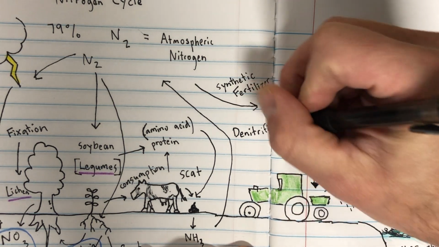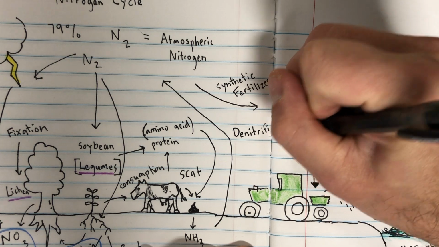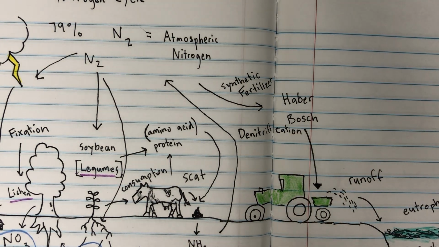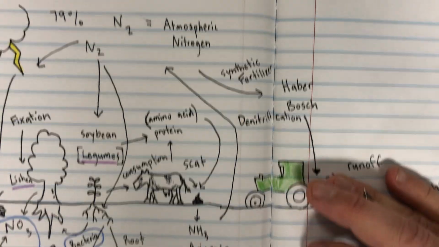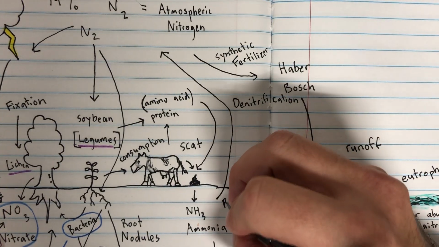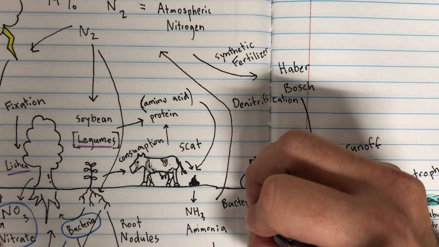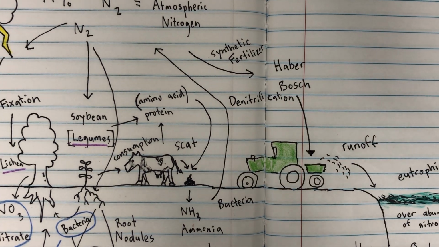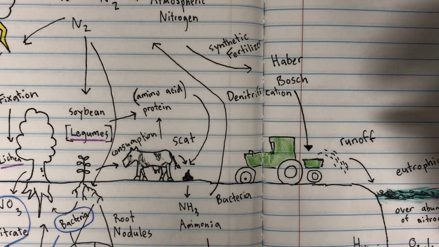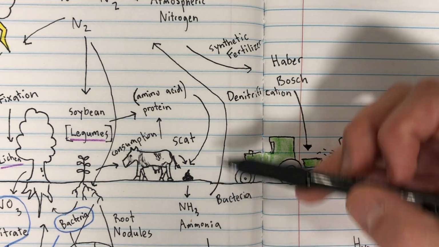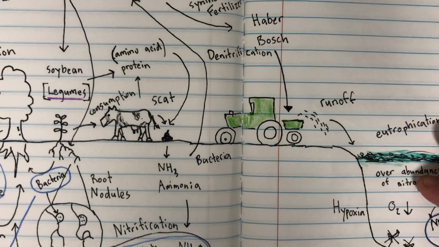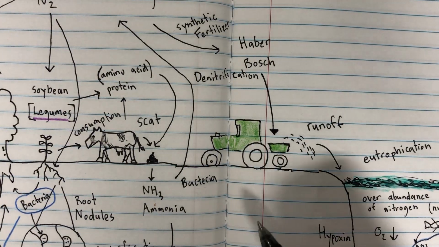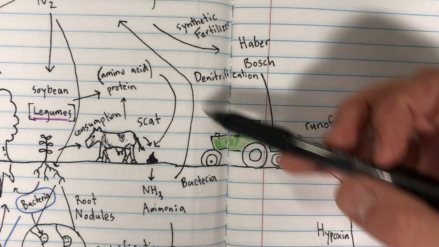I'm on the spine of my notebook here. Denitrification, okay? And this is when bacteria push the nitrogen that's in the ground back into the atmosphere. So again, we have bacteria that will denitrify the soil and pull it back into the atmosphere.